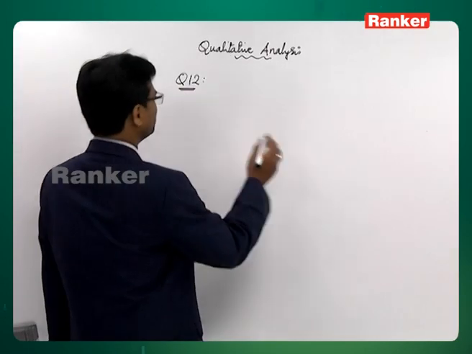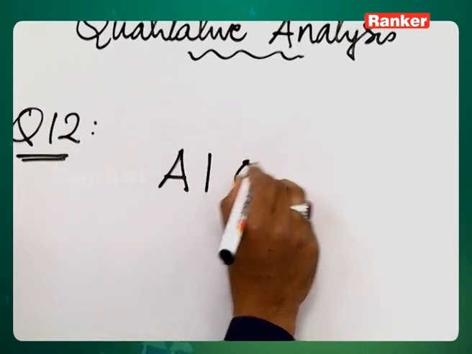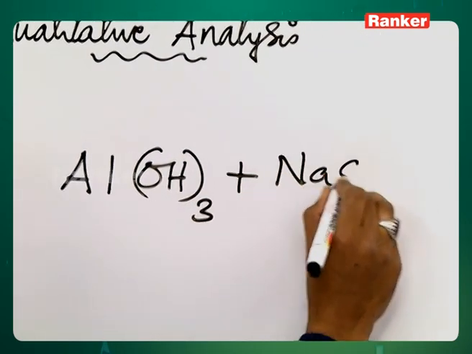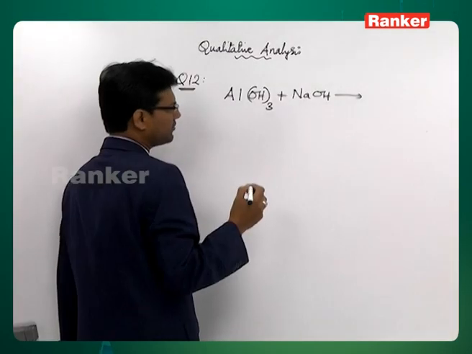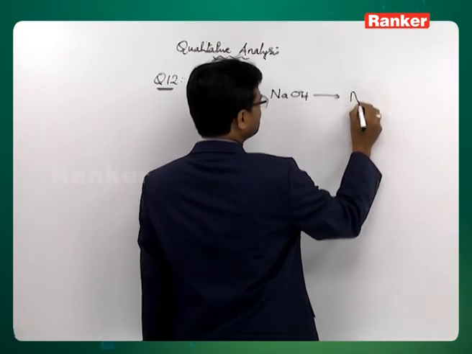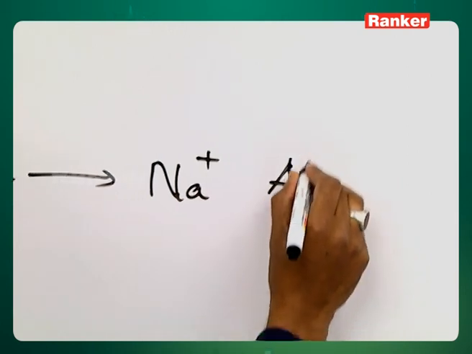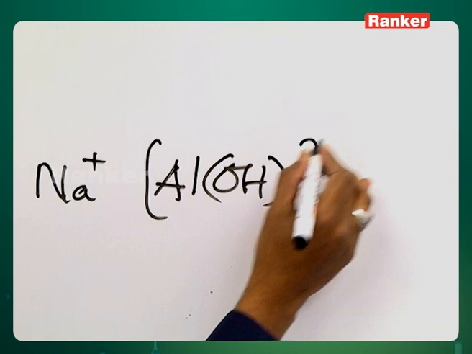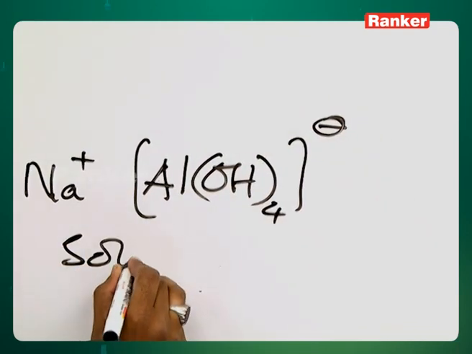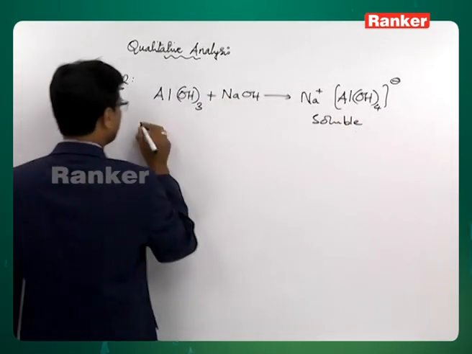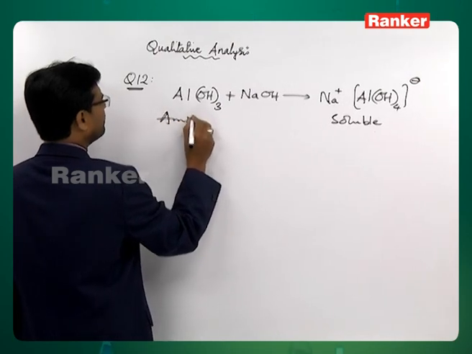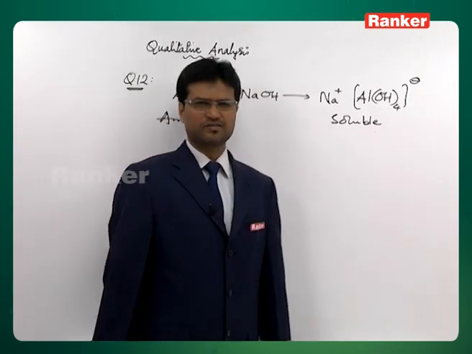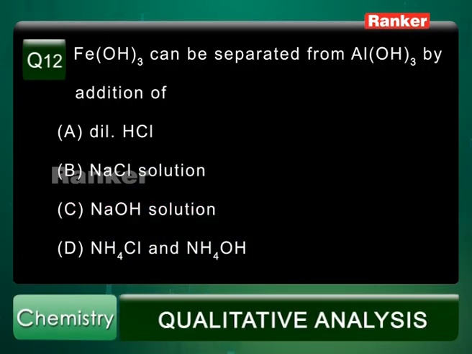The reaction which takes place is Al(OH)3 plus NaOH, you get a soluble complex, Na+ [Al(OH)4]-. This is a soluble substance. Aluminum hydroxide is amphoteric. A similar reaction is not possible for ferric hydroxide. So the correct answer is C, NaOH solution.